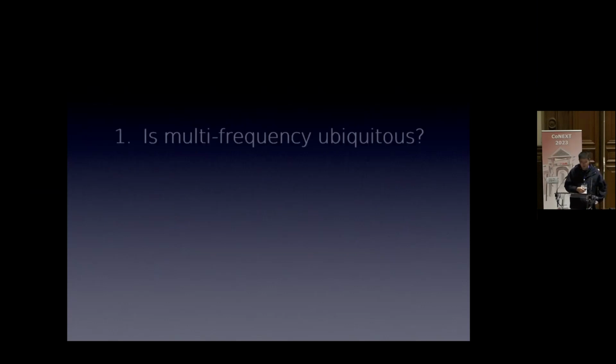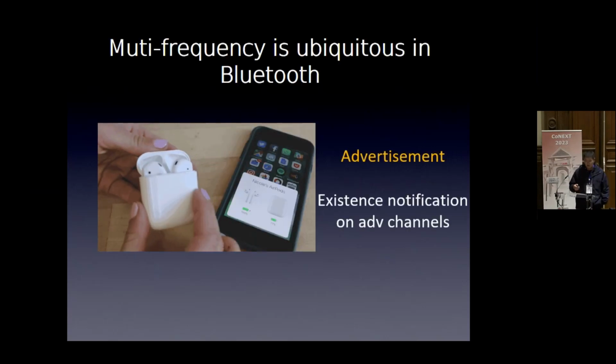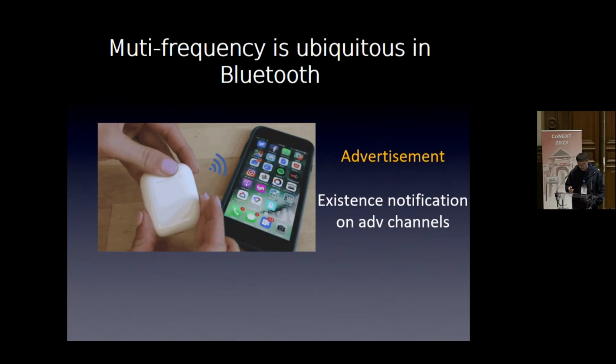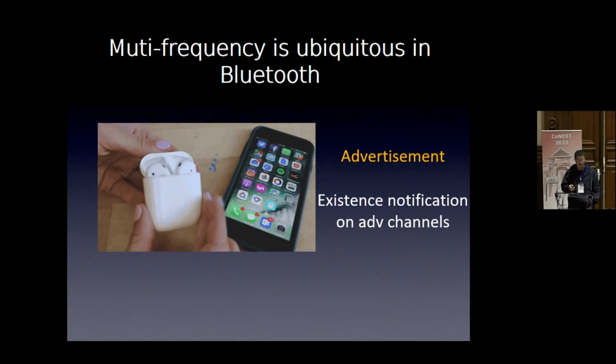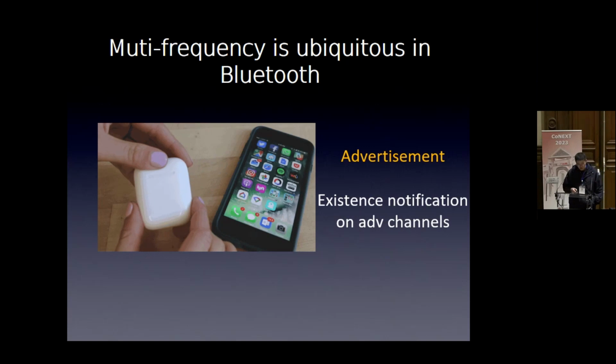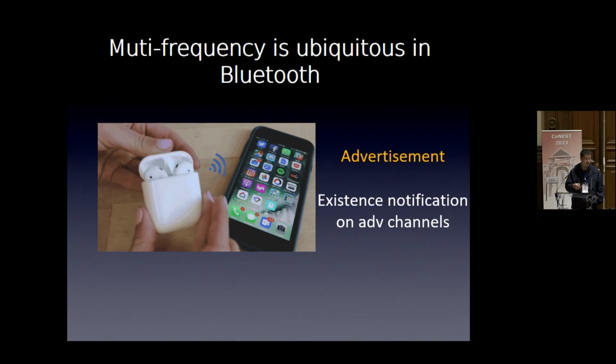Next, we are going to answer two questions. Is multi-frequency ubiquitous? And what problems will there be if it is not considered? Let's look at the first one. We start with an example of Bluetooth AirPods in our daily life. When we open the AirPods, they will broadcast a message on advertisement channels and tell the iPhone that they are online. The iPhone will connect to the headset when it receives this advertisement message.